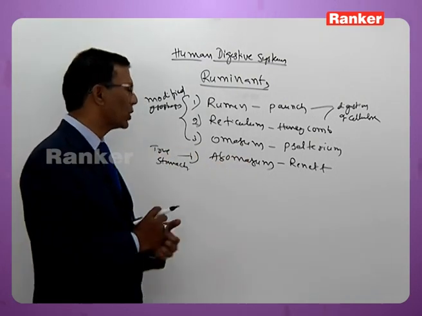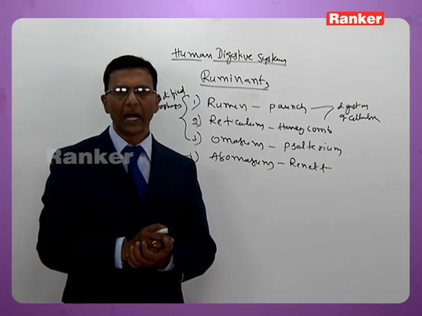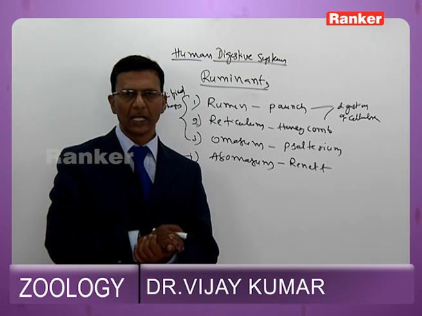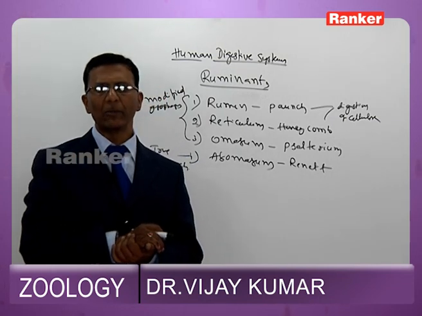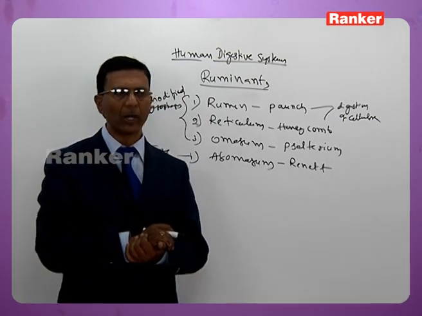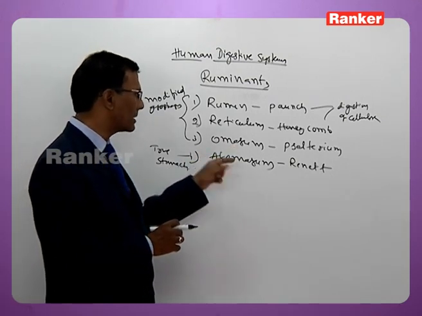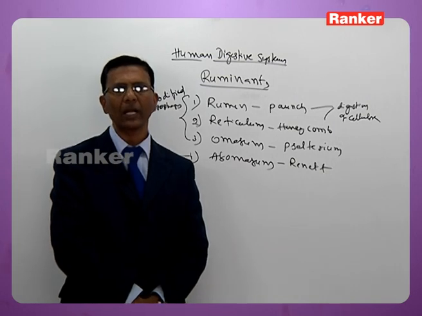From the reticulum it enters into the omasum. In the omasum it undergoes a kind of alkaline digestion in the presence of various bile salts, sodium bicarbonate and sodium carbonate. Then after the alkaline digestion, from the omasum it enters into the abomasum for protein digestion.